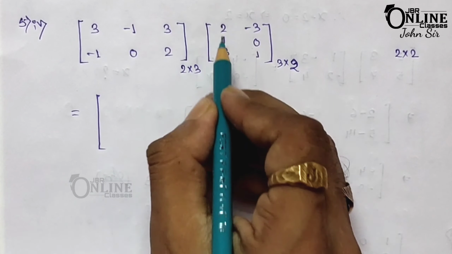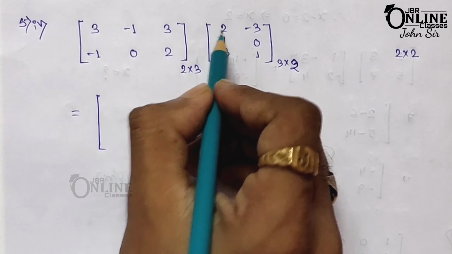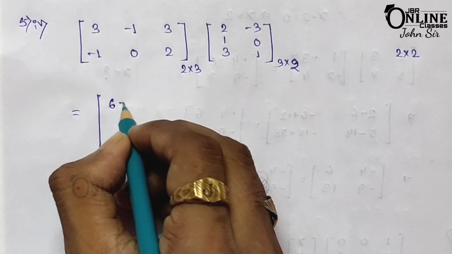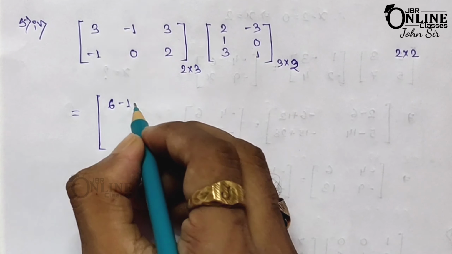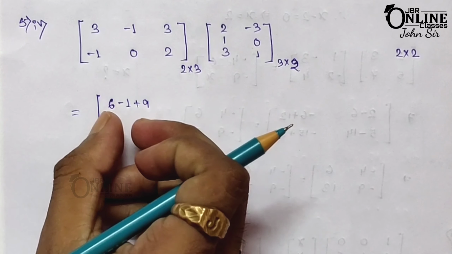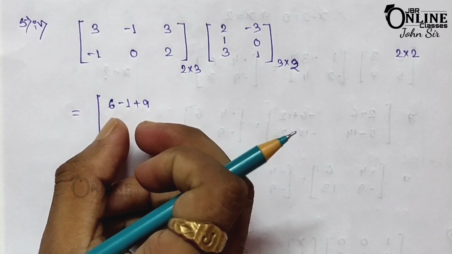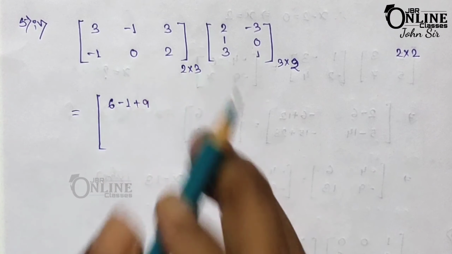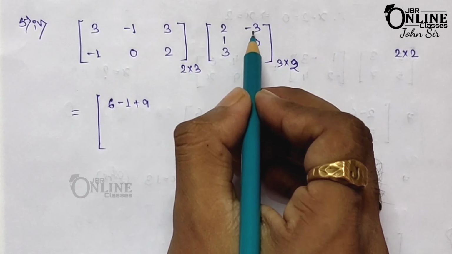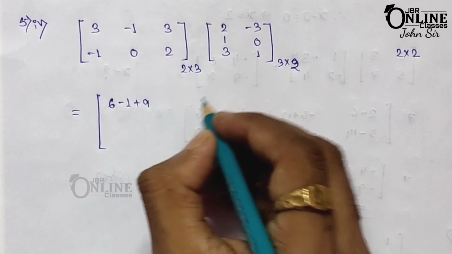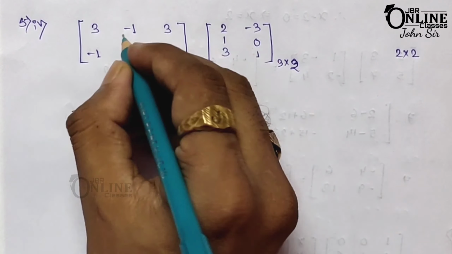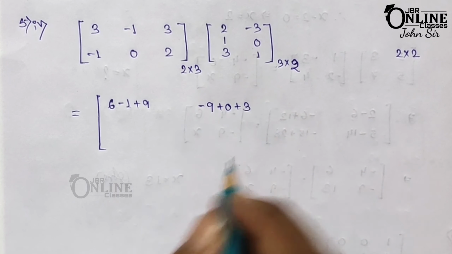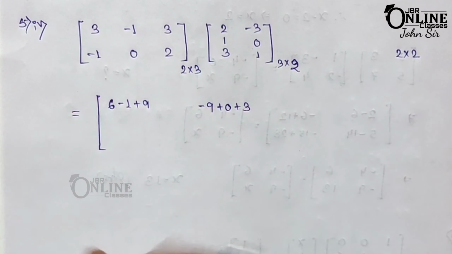Now first row, first column, remember that. 3 into 2, 6. 1 into minus 1, then minus 1. 3 into 3, 9. You know that in between the products there will always be positive, that means plus. So as here 1 into minus 1, it's minus 1, that's why here minus. Now the next one, minus 3 into 3, that equals minus 9. 0 into minus 1, that equals 0. 1 into 3, that equals 3. Okay, so first row 2 elements.